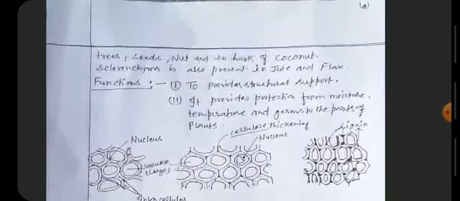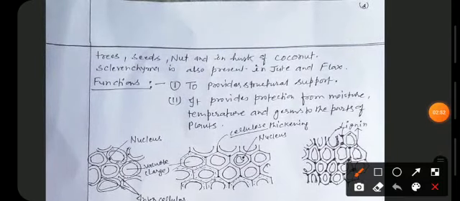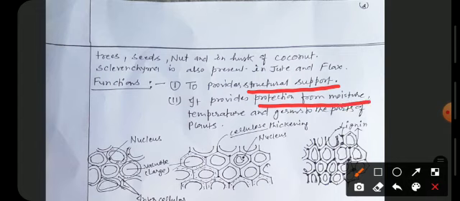Functions of this sclerenchyma: same as before, structural strength and structural support. And the main function is that it is involved in providing protection from moisture, temperature and germs to the parts of plants. Inner parts are getting protection due to the presence of sclerenchyma.